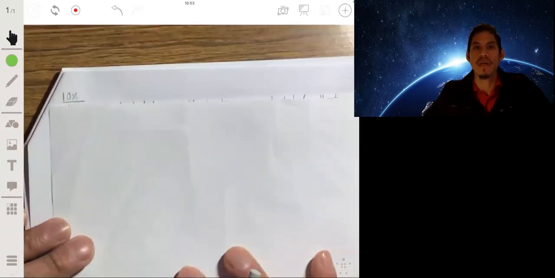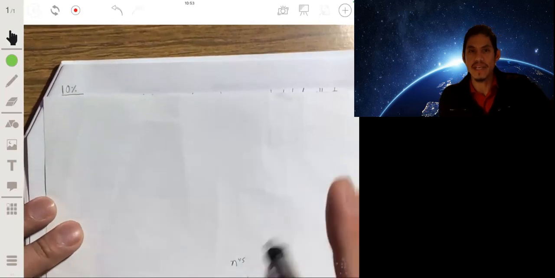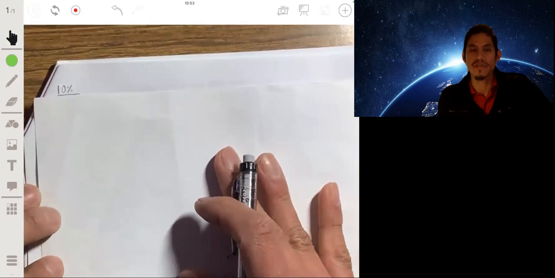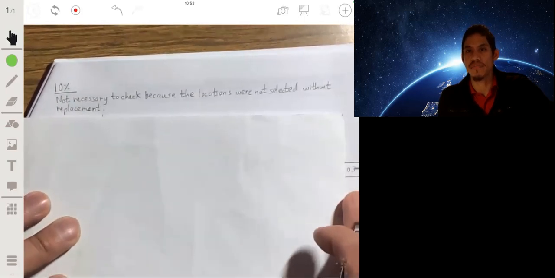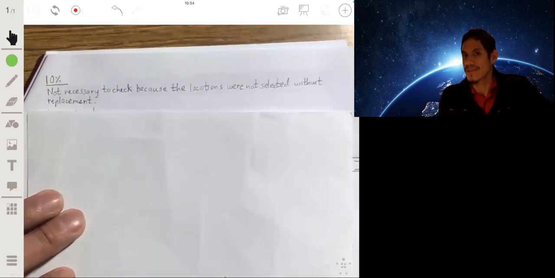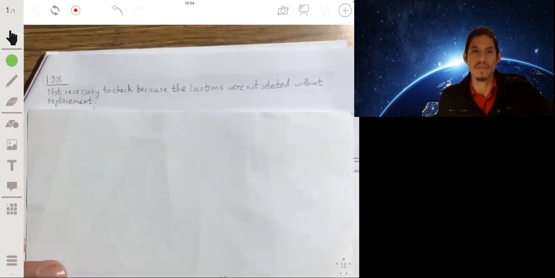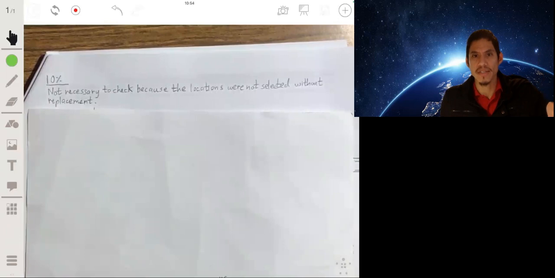10% condition. In this case, the sampling was actually done with replacement, so we don't have to check this one, because technically she could have had her finger land on the same spot twice. She didn't point her finger in one spot and then say, okay, I'm not going to be able to land my finger on that spot again. No, it was done with replacement, so this is actually not necessary to check.